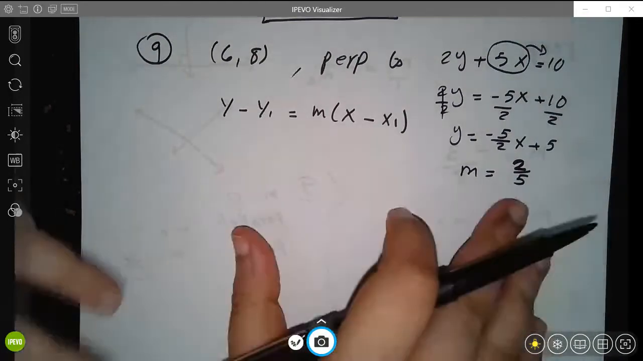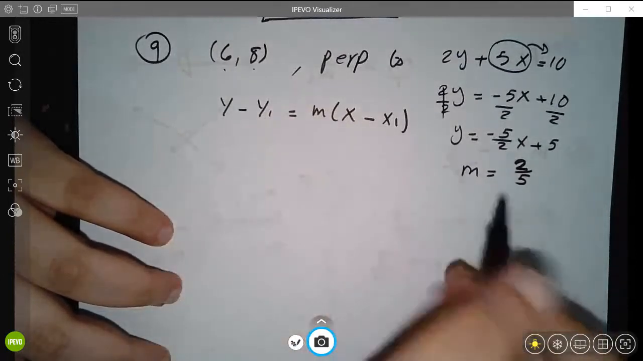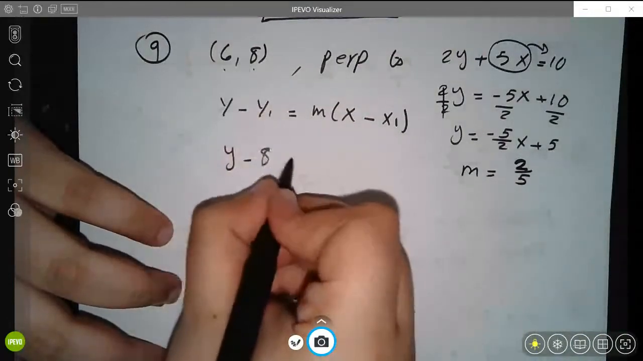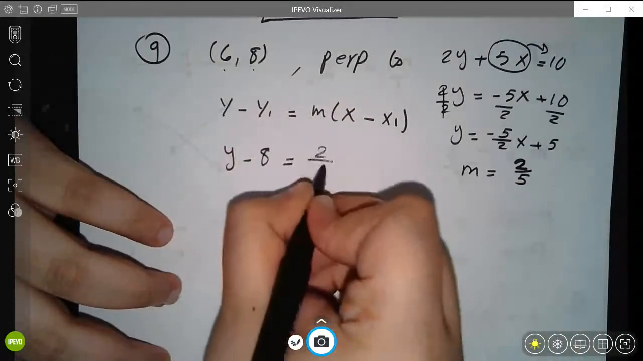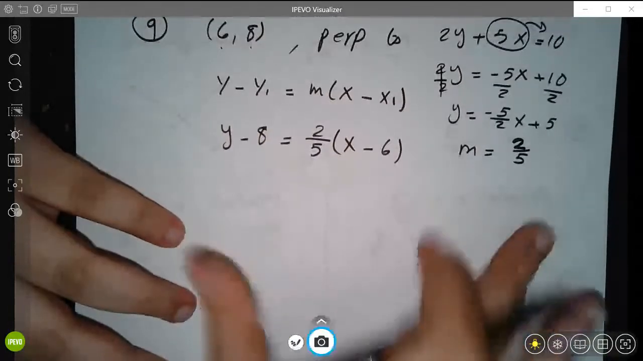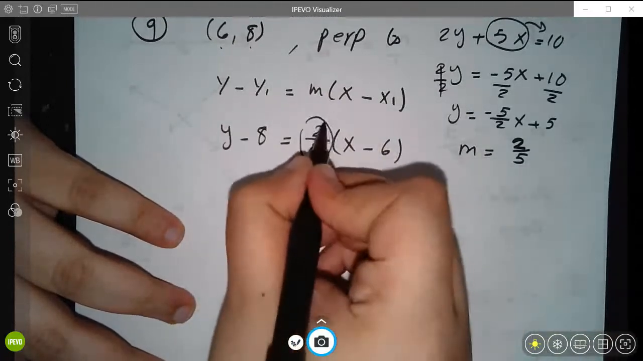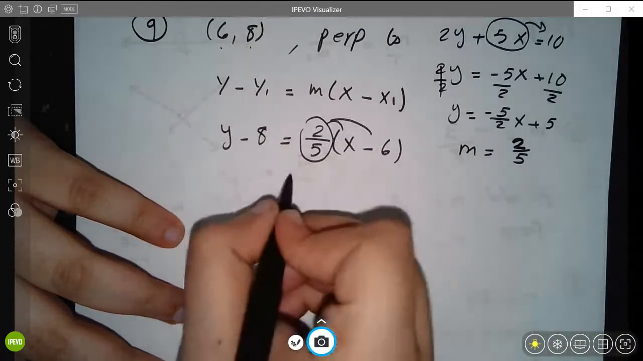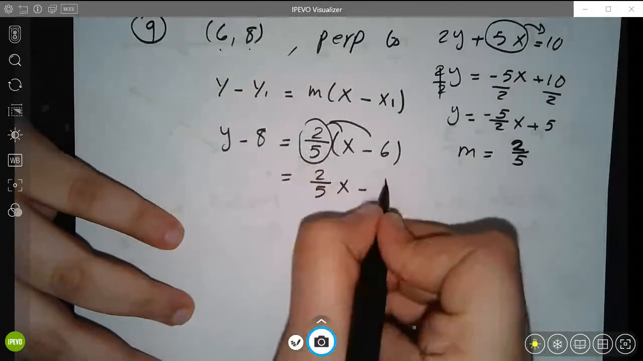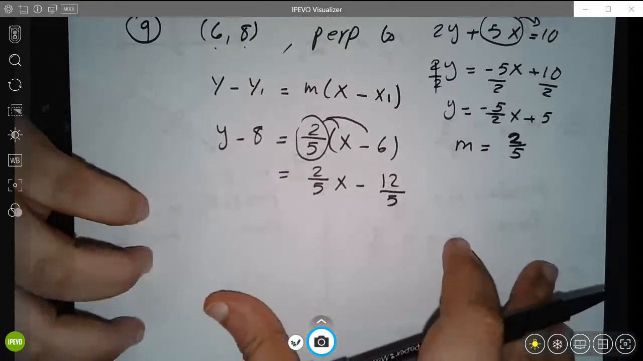Ready? Here we go. This is your x and this is your y values. We're plugging them in here, and that's my slope. So y minus 8 equals 2 over 5 times x minus 6. Yes? Now we're multiplying this inside the pair of parentheses. So the entire thing goes in both. So you get 2 over 5 times x minus 12 over 5. Yes? 2 times 6, and the bottom stays the same.